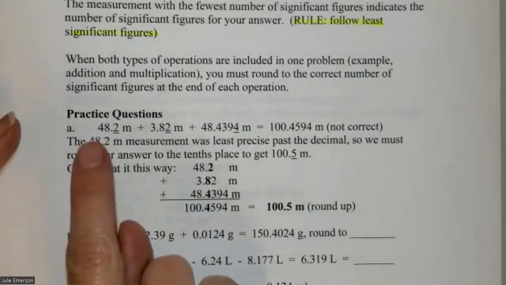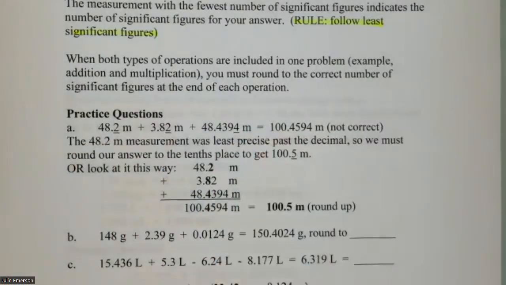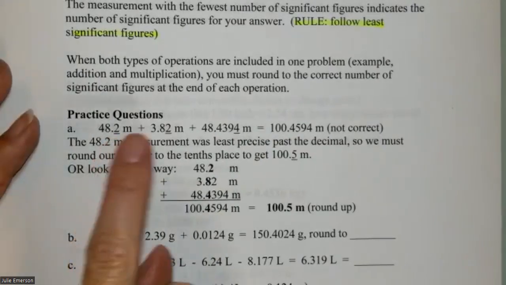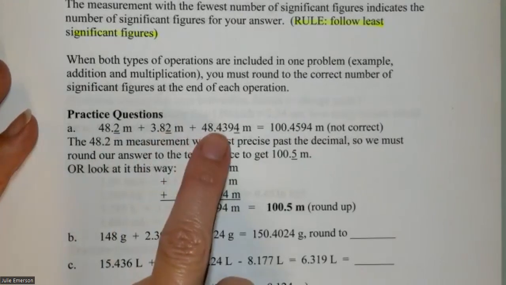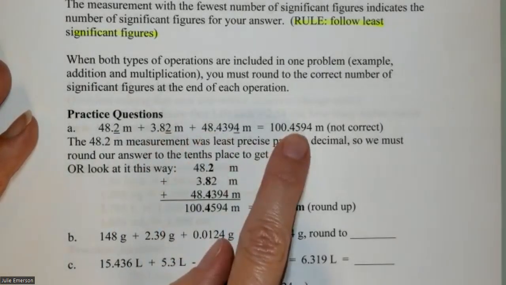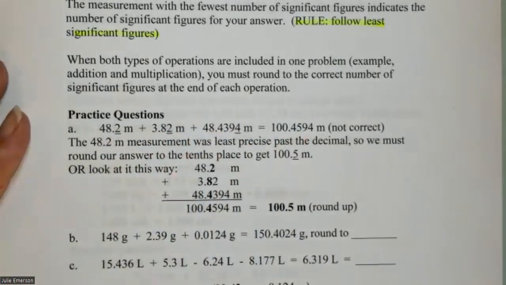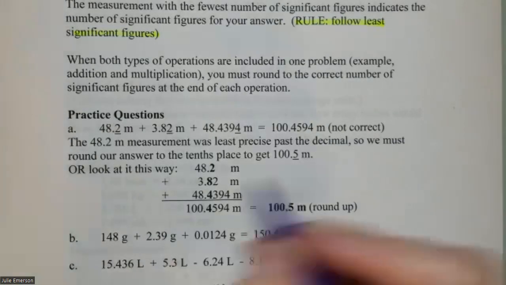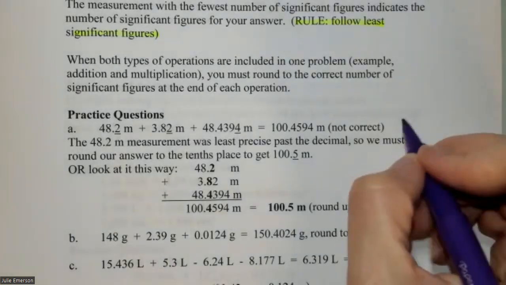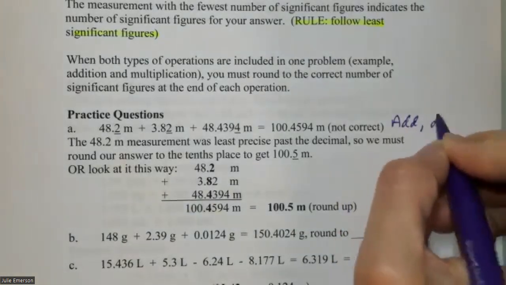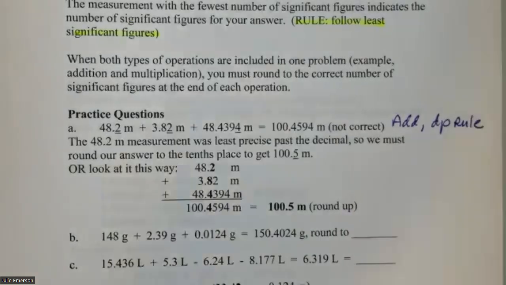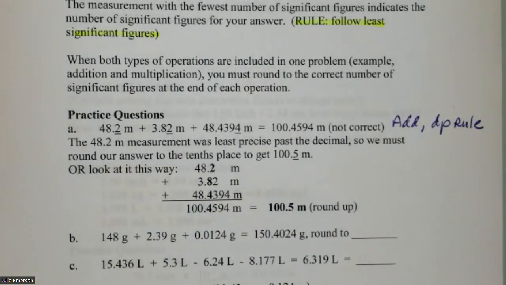So what I did for these is I gave the problem, I gave the answer, and then we're going to talk about where we round it to. So I got 48.2 added to 3.82, added to 48.4394. Type it in the calculator, 100.4594. Since all we're doing is adding, we're going to look at the decimal place rule, right? So whenever we're just adding or subtracting, we're going to follow the DP, decimal place, rule, all right? So least always wins.